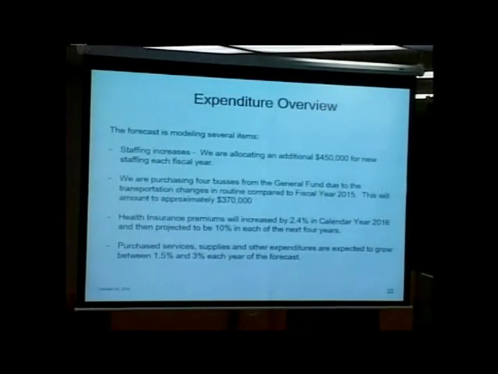Expenditure overview, staffing increases, remember I told you the $450,000 is in there. Transportation is in there for the 4 new buses. Health insurance was a 2.4% increase this year. Somebody asked me today, we started the year in that fund with $7 million as a budget, as a reserve in the 024 fund, which is awesome. So that fund is setting very well. Purchase services are expected to grow between 1.5 and 3, nothing major.